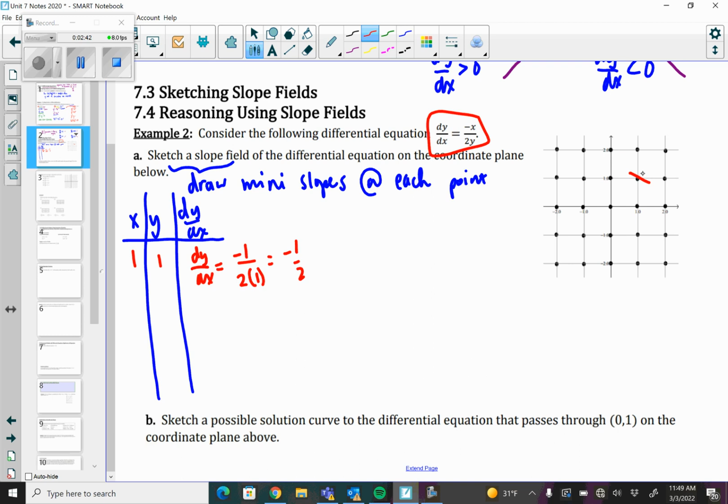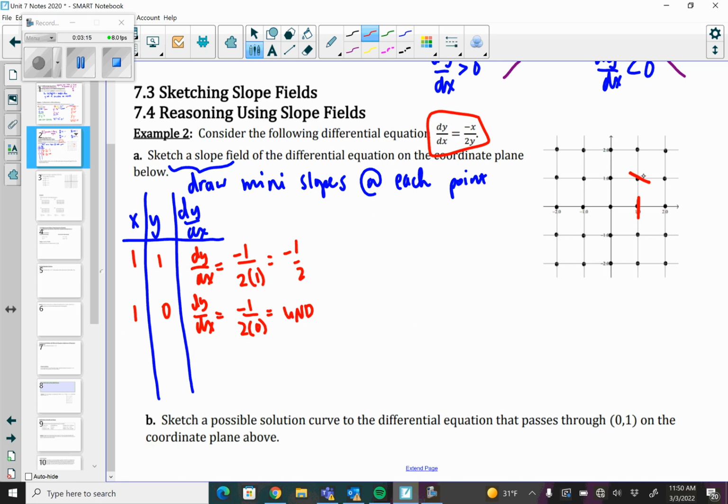And we could go about doing all of these points by making a table, going through every single point. So (1, 0) would be like this point right here. And we plug in: dy/dx is equal to negative 1 over 2 times 0. What do we notice? This point is undefined. So I'm going to draw a tiny little slope that is undefined here. While this is absolutely an okay way to do this, it will probably take more time than we actually want to use in something like this.